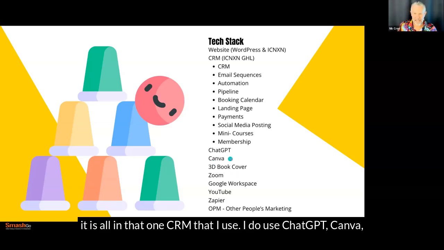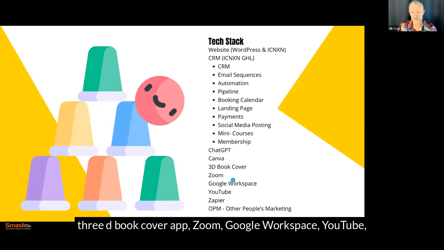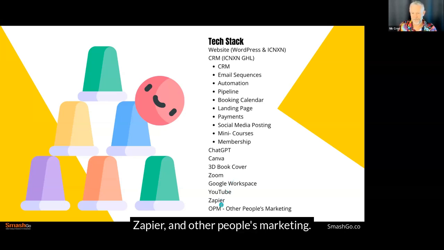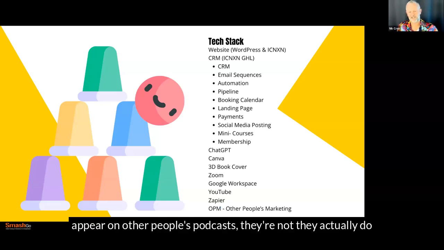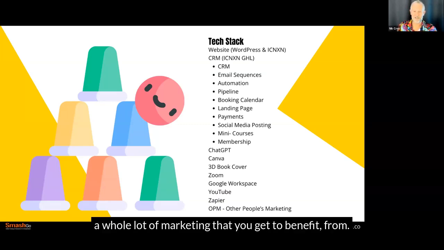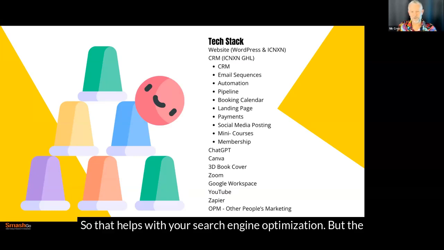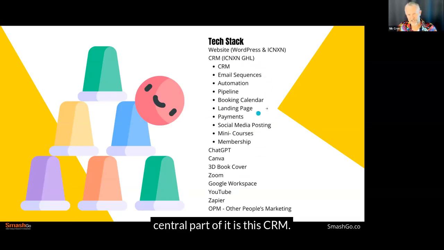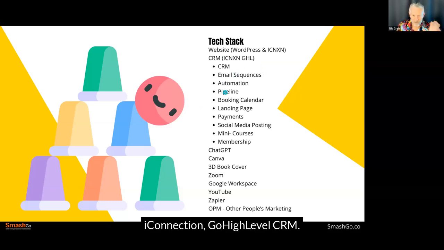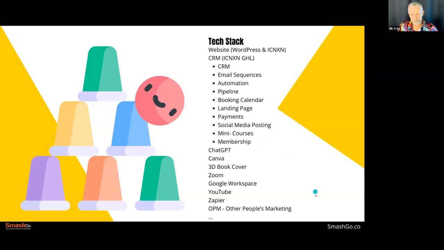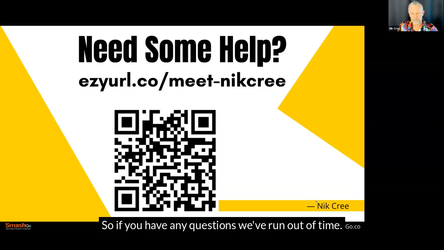It is all in that one CRM that I use. I do use ChatGPT, Canva, a 3D book cover app, Zoom, Google Workspace, YouTube, Zapier, and other people's marketing. That's probably not part of my tech stack, but when you appear on other people's podcasts, then they actually do a whole lot of marketing that you get to benefit from. So that helps with your search engine optimization. But the central part of it is this CRM. Everything for me is pretty much driven out of this iConnection Go High Level CRM.